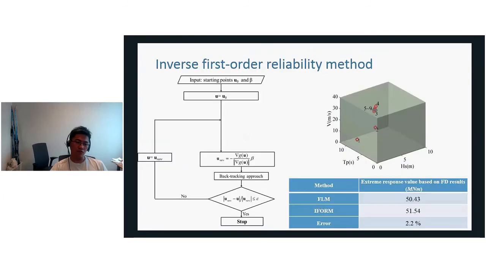The flowchart here shows the iterations to search for the design point on the sphere. We applied it in our case, and design case number 9 was found after 8 iterations. The extreme response value is compared with that based on the full long-term method, and there exists only a 2.2% difference. So the I-FORM is a promising way for our case in doing long-term analysis.